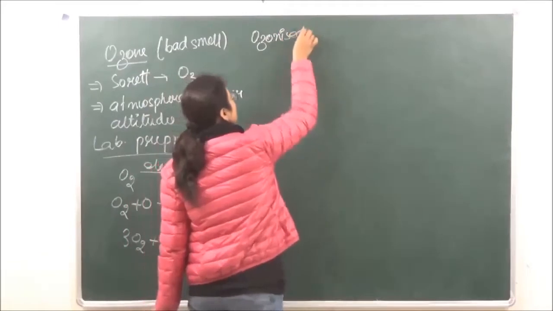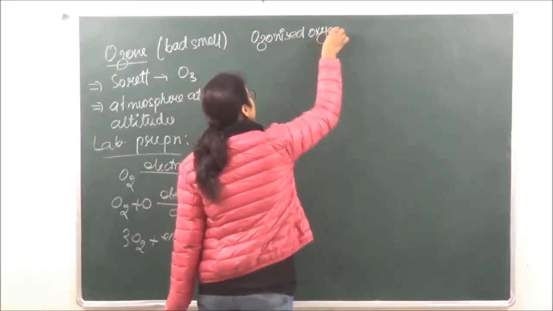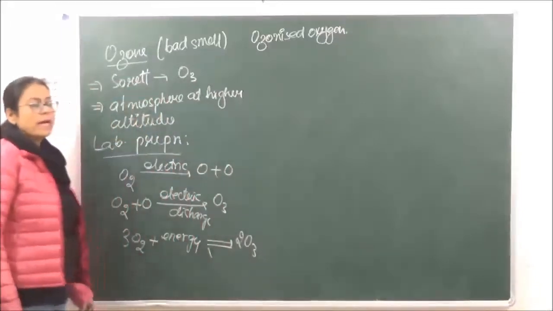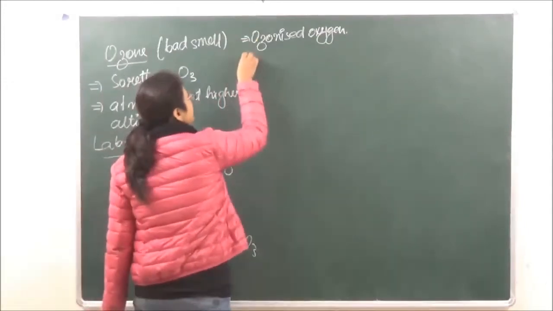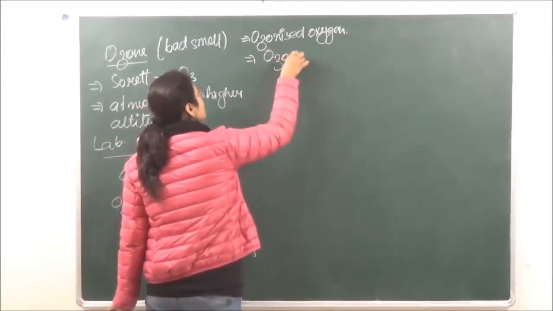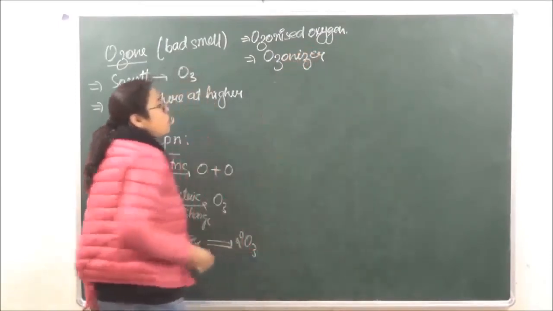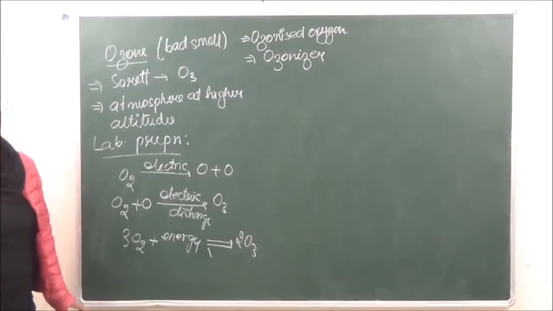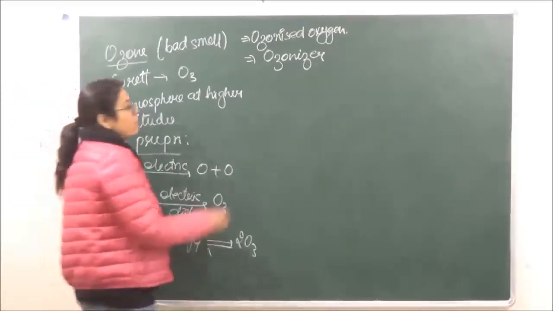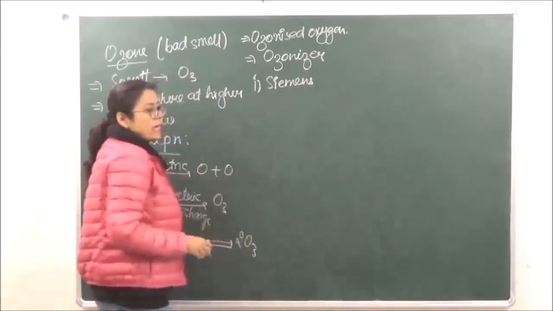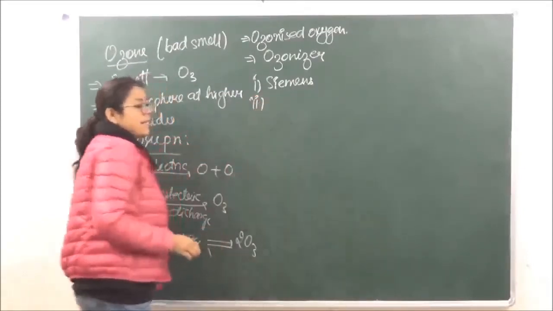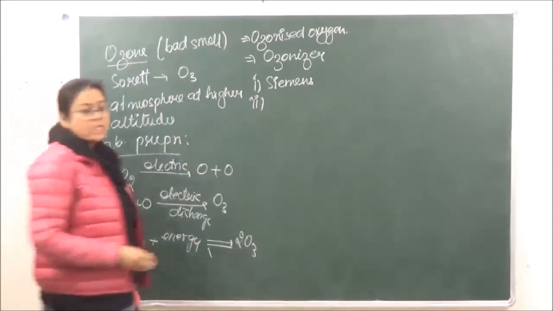The mixture is known as ozonized oxygen, and the apparatus which is used to prepare this is known as an ozonizer, right? There are two types of ozonizers which are generally used. We need not do it in detail, but just for your information, the first one is known as Siemens ozonizer, and the second type of ozonizer is known as Brody's ozonizer.